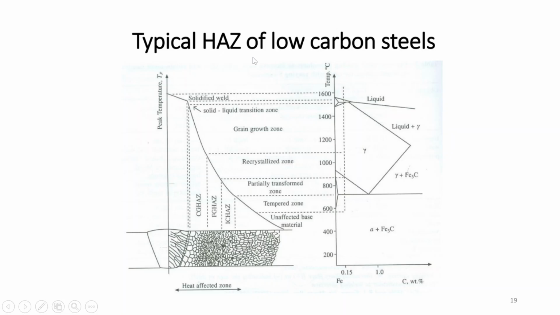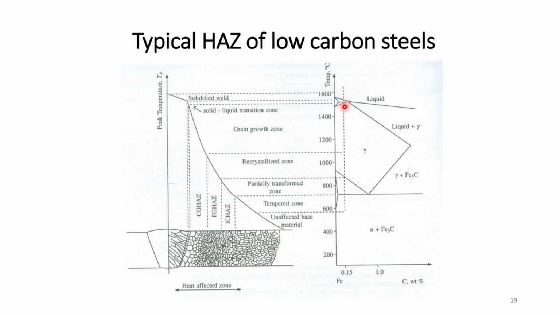Typical heat affected zone of low carbon steel. So you are performing welding along this center line. I'll use the laser pointer. Okay, so your center line is here. You are providing the direct heat up to here. So the highest temperature will be here, and as you move to this side, the heat provided will be less and less. Okay, so here you will have temperatures up to the melting temperature of steel.